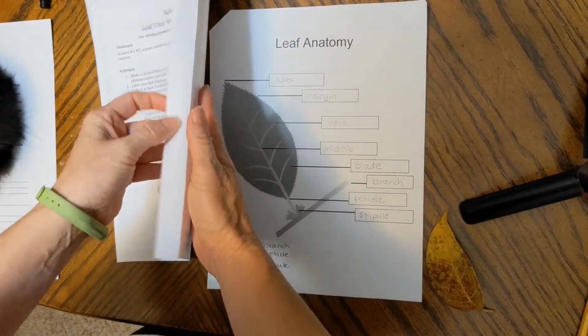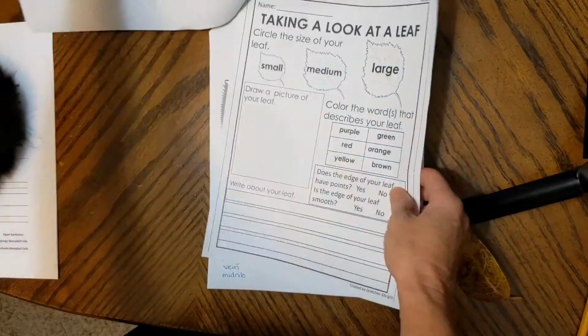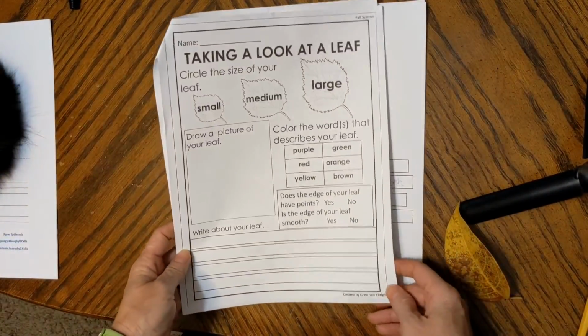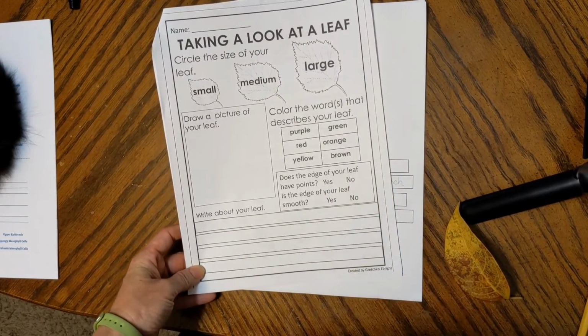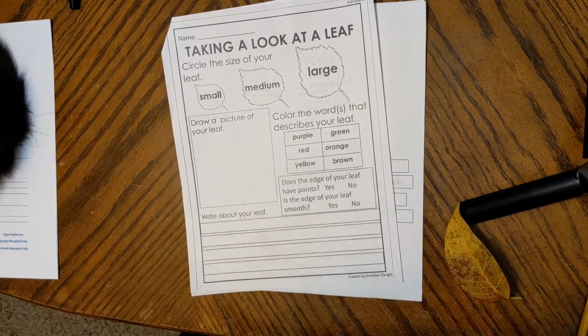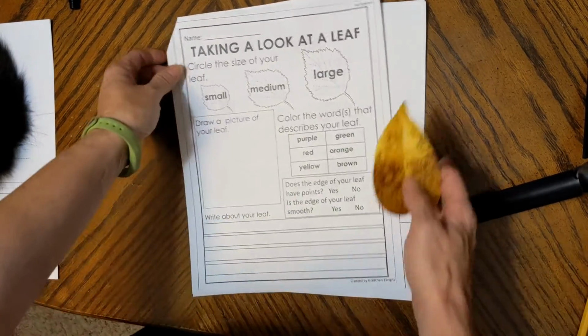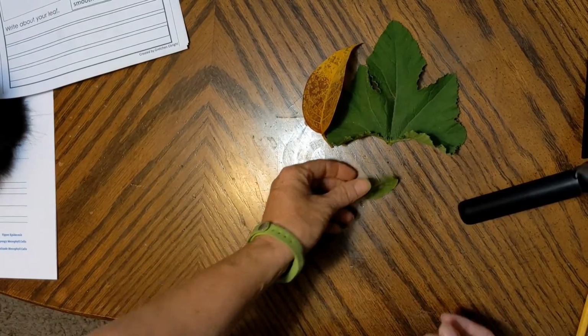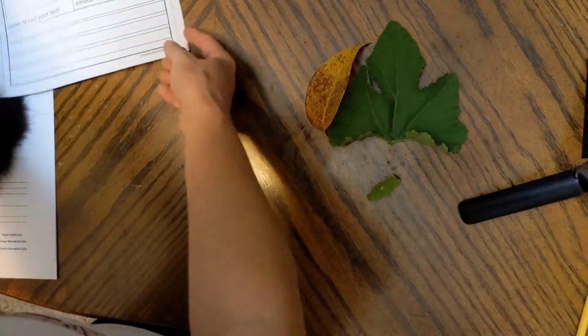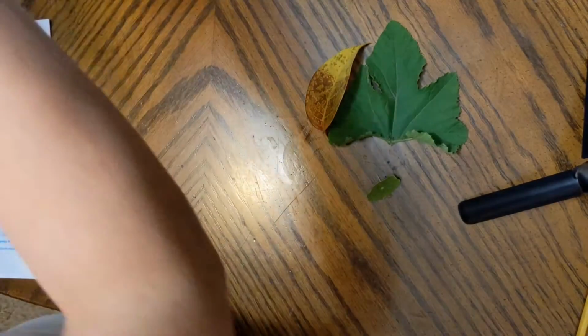Another thing I'd like to ask you to do when you're collecting your leaves is do some comparisons. So here's some ideas from our TK through first grade handout, and you can write this in your science notebook. You can think about the size of your leaves. You can draw pictures of your leaves if you'd like. You can use colors to describe your leaves. And then, as I was saying, you can use that chart on the front of your science packet to describe them.